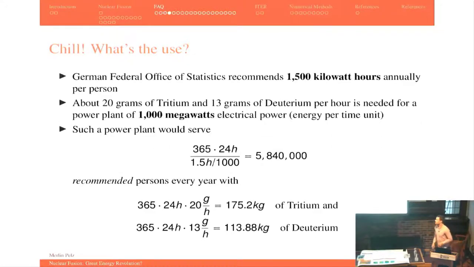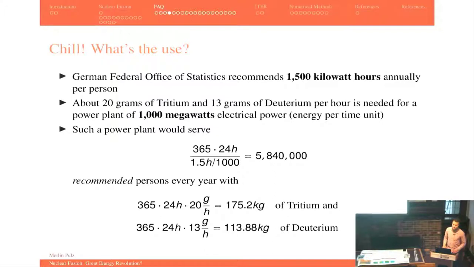So if we just count the number of days in a year, 365 times 24 hours divided by the 1.5 we have from above, we already cancel the 1,000 factor with the 1,000 megawatts, but still it's kilowatt, and kilowatt is 1,000 less than megawatts, so we divide by 1,000. We get 5.84 million people, which can be served by such a power plant, with only 175 kilograms of tritium and 113.88 kilograms of deuterium per year. So that is huge. That is really crazy.